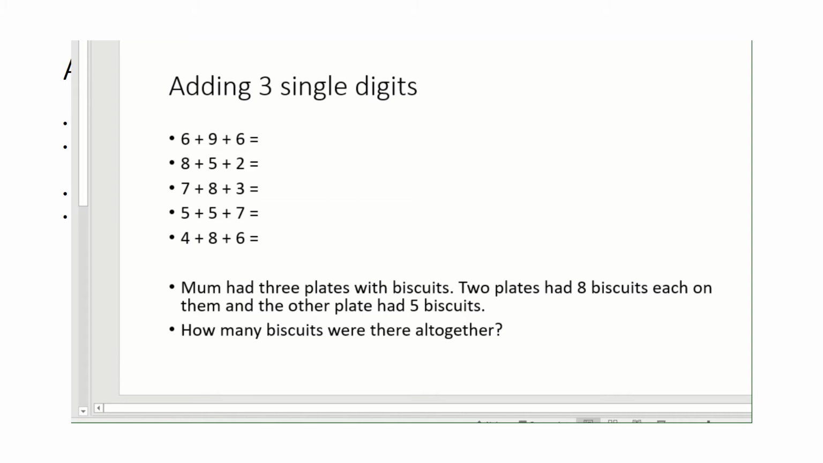Now then, Mum had 3 plates with biscuits. 2 plates had 8 biscuits each on. So I know 8 and 8 is 16. And then I've got another plate with 5 on. I know that 16 and 4 is 20. And there are 5 biscuits, so 4, but then I'd need one more, so it would be 21, wouldn't it?